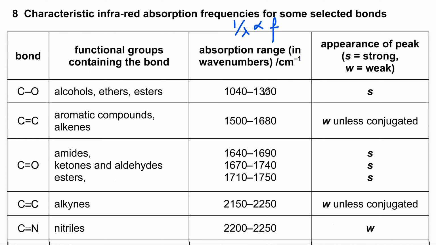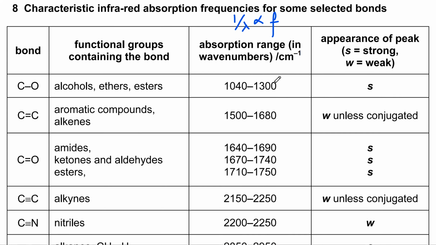So there would be one axis, and you'll be told that if there's an absorption at the 1040 to 1300 wave number, that would indicate that it's got a C single bond O. This C single bond O is present in many different molecules. It's present in alcohols, ethers. You don't know what ether is. That's not in your course. Esters have C double bond O.